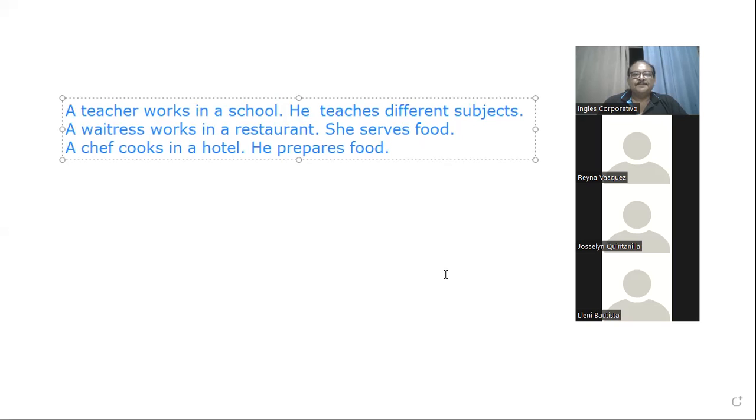Okay, think about it. Vean que estoy usando verbos en terceras, estamos usando verbos con la tercera persona, right? Works, cooks, porque estamos hablando de he o she. Y lo estoy usando en singular, okay? Look, a teacher, un profesor, a waitress, una mesera, a chef, un cocinero, right? Por eso podemos usarlo en plural, pero ahorita vamos a usar singular. Okay, go ahead. Questions o hay alguna pregunta?